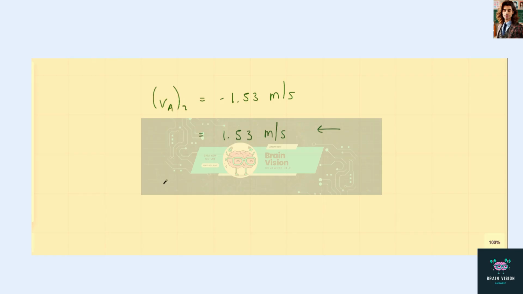And disk B has velocity 1.27 meters per second, and this is to the right.